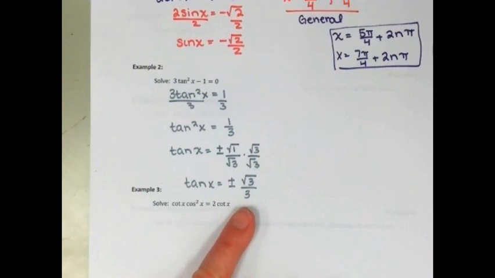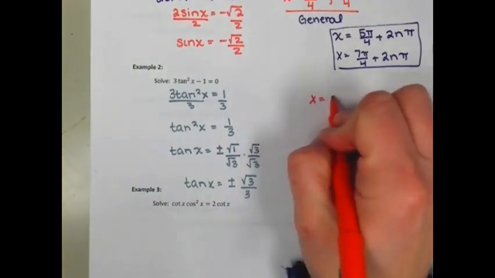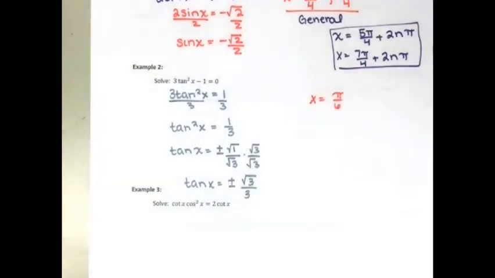Pi over 3 would be your 60 degrees, right? Pi over 6 would be our 30 degrees. So where do we have the tangent of radical 3 over 3? Is that pi over 6 or pi over 3? It is pi over 6. So we know x would equal pi over 6. And that would take care of our positive radical 3 over 3, right?